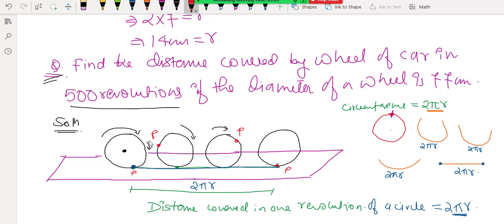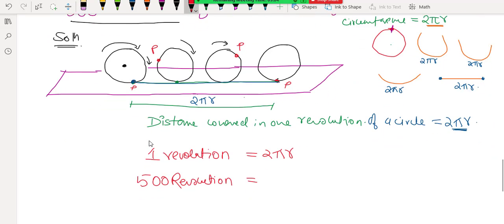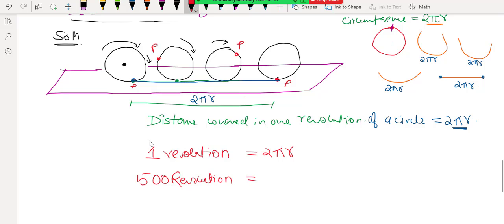If one revolution is equal to 2 pi r, then what will become 500 revolution? It will be equal to how much? If x equal to y, then 3x will become equal to 3y.